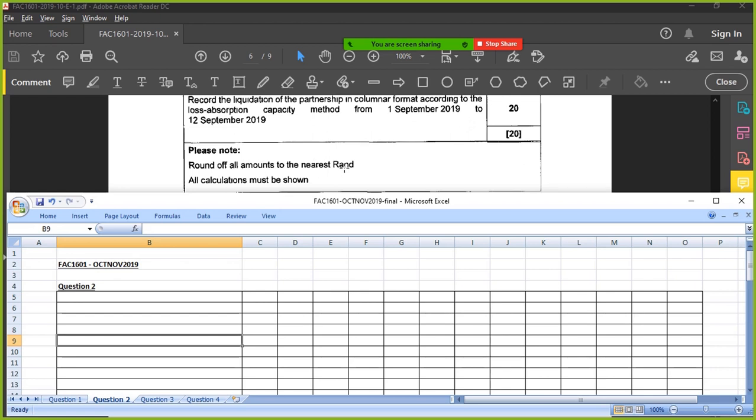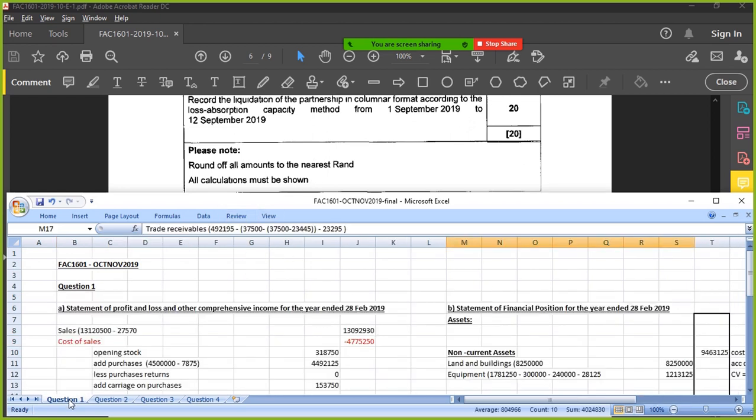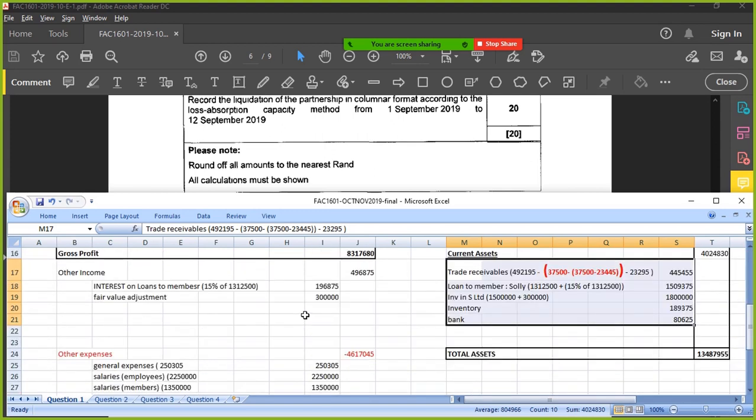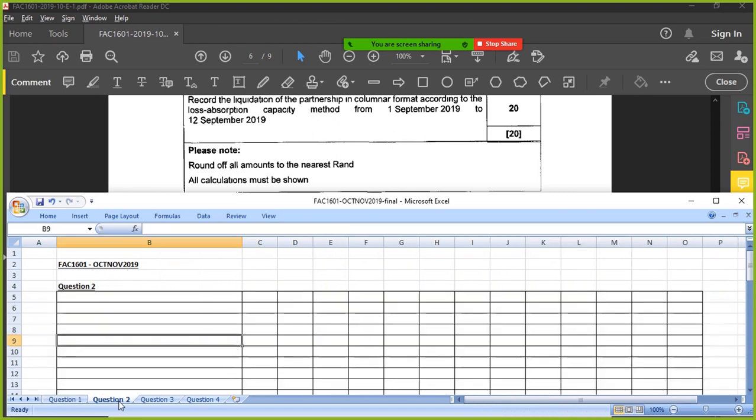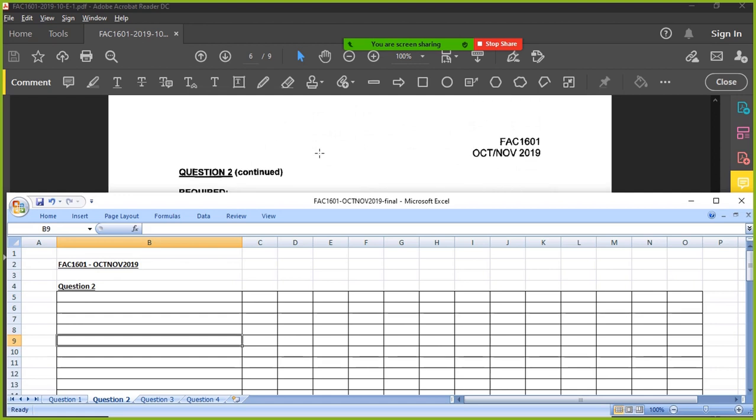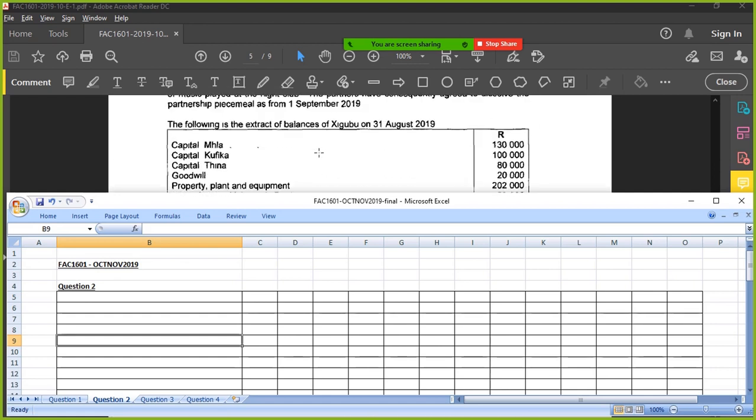Again, round off to the nearest rand. Did I round off anything here? No, I didn't have to round off. Everything was whole numbers. I remember seeing that as well in question one. So in this question, you're going to round off. Let's go to the information.